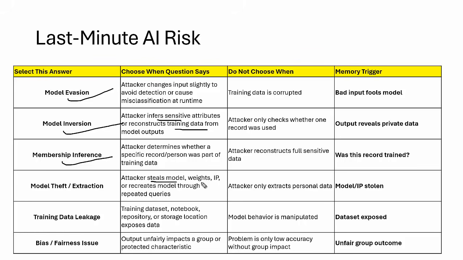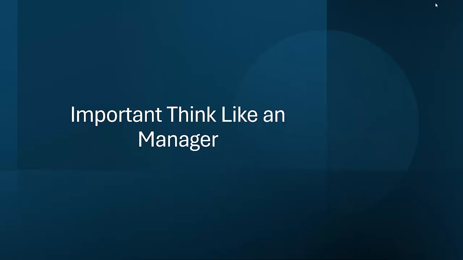If an attacker steals the model, weights, or IP, or recreates the model through repeated queries, then the answer is basically model theft and extraction. If training data sets, notebooks, repositories, storage locations, or exported data are exposed, then the answer is training data leakage. If output unfairly impacts a group or protected characteristics, then the answer is a bias and fairness issue. So these are the top risks that you should know.